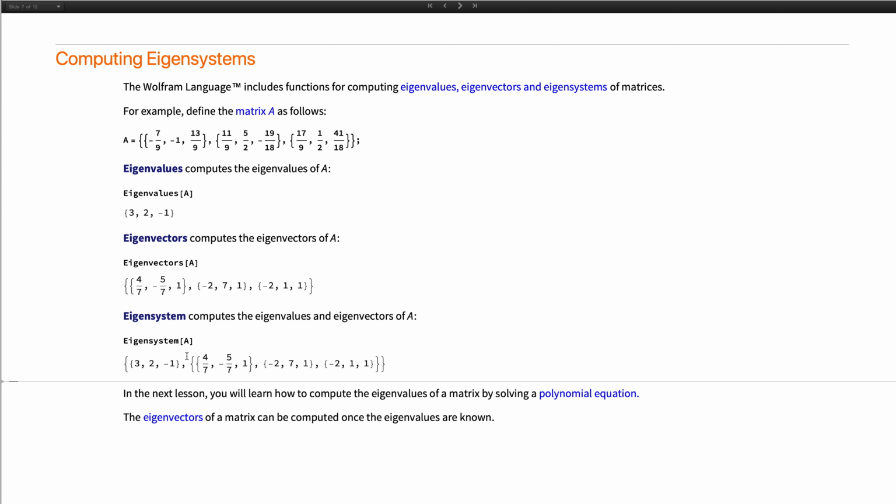Now, of course, the question is, how does one find the eigenvalues? Well, we learn in the next lesson where we'll talk about solving a polynomial equation to find the eigenvalues. And now, of course, once you know the eigenvalues, you can work out the eigenvectors quite easily.